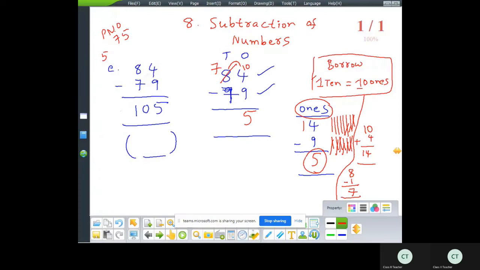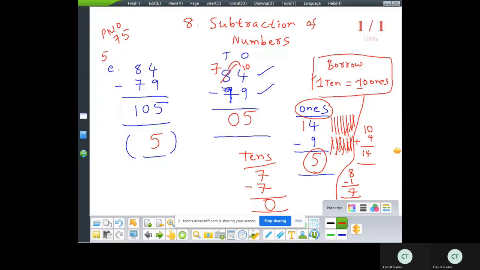Now subtraction on 10. The digits are in the tens place. 7 minus 7. Subtraction of the same digit, we get 0. 7 minus 7 is 0. Write 0 right here. Yes, 84 minus 79, the answer is 0, 5. 0, 5 is nothing but only 5. 84 minus 79 is only 5.